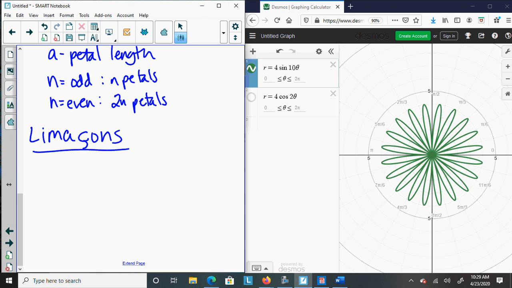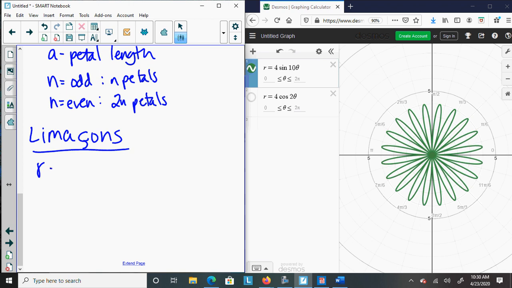And limaçons are shapes. You can get some heart-looking things, what are called cardioids, some lima bean-looking things, and stuff with loops in it. They're pretty neat. So here are the equations for our limaçons.